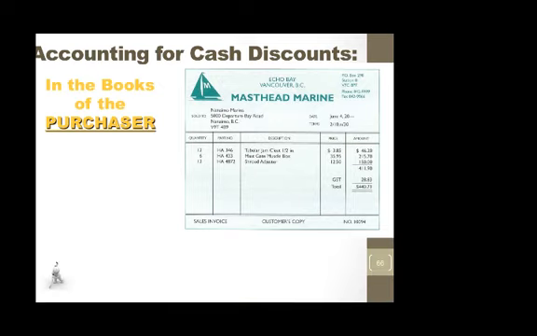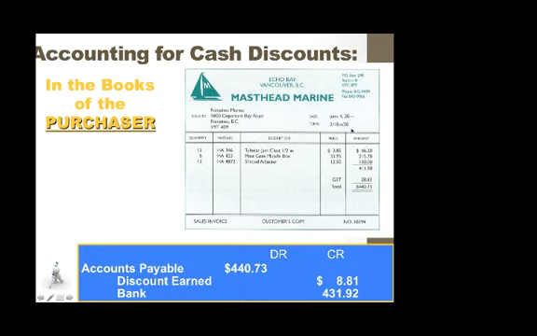Now what happens if they pay early? So if you look at the terms on the invoice, which is what we were just talking about, it says 2/10 net 30. So if they pay within 10 days of receiving the invoice, they get a 2% discount. And the discount is taken on the full amount. So here's the journal entry here. The accounts payable that they owe is $440.73. So they're paying off the invoice, even though they might not be paying the full amount here. You see in bank is only $431.92 because they're taking a 2% discount. But the accounts payable account needs to be cleared. So you have to put the full amount in there so this account goes to zero.